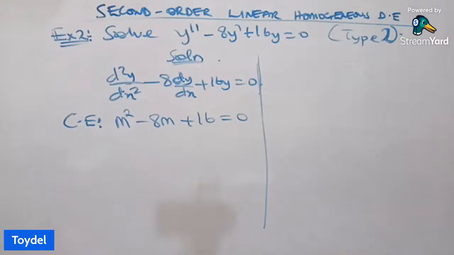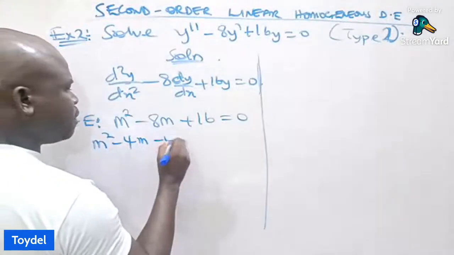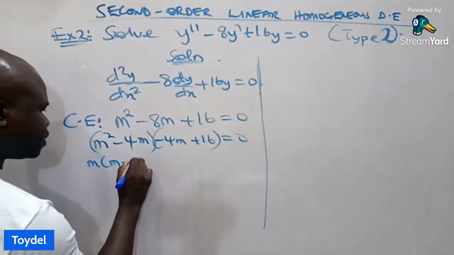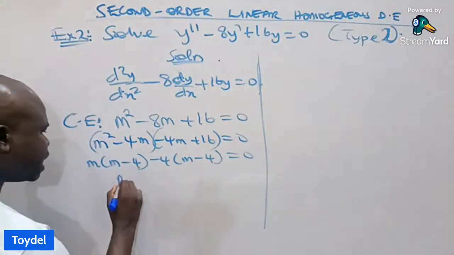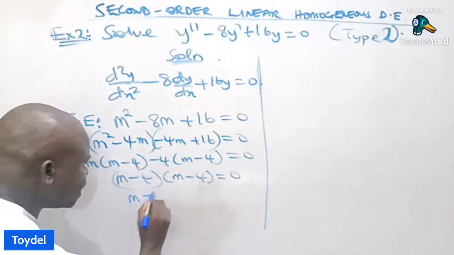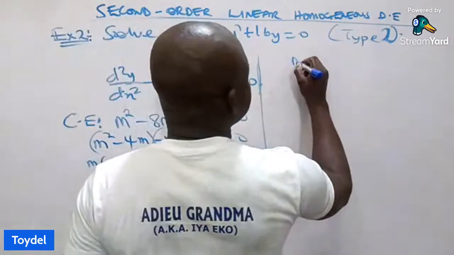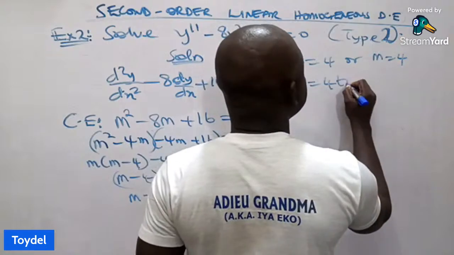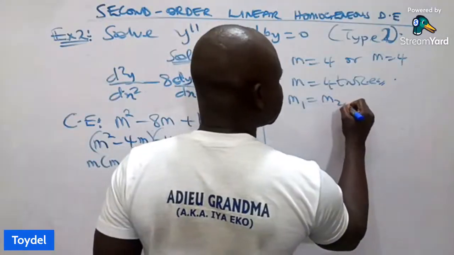If you do that, the two factors here will be minus 4 and minus 4. So we have m squared minus 4m minus 4m plus 16 equals 0. Then what is common here is m, so we have m minus 4. Then what is common here is minus 4, so we have m minus 4 equals 0. It shows that m minus 4 equals 0 or m minus 4 equals 0. M is equal to 4 or m is equal to 4. So in this case, m is equal to 4 twice. The implication here is that m1 is equal to m2 and is equal to 4.